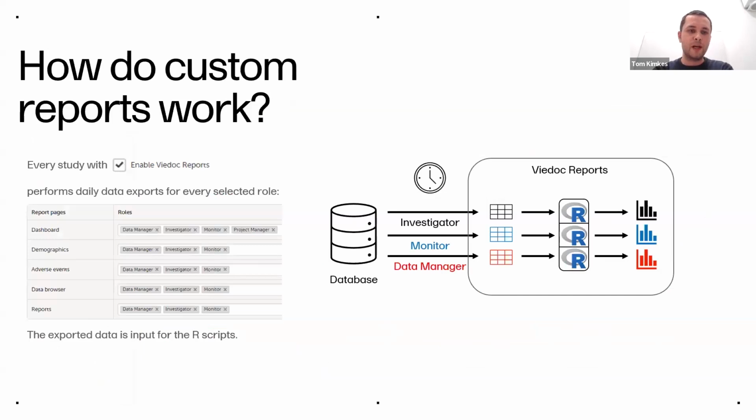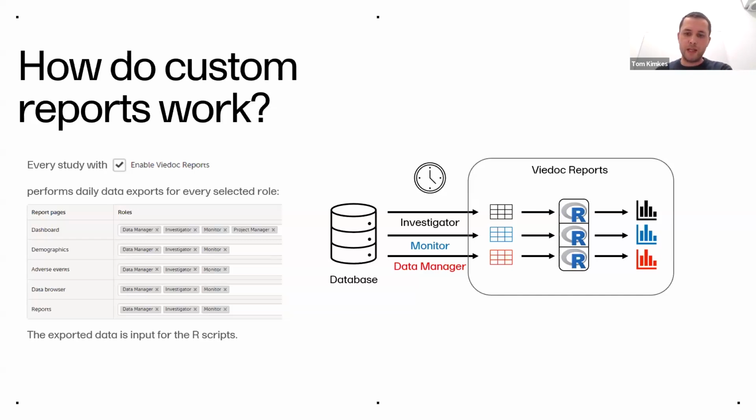So briefly, how do these custom reports work? For every study that has reports enabled, the system will perform a daily data export for every role that has access to reports. And this data export will be made available to your R script. So in the illustration on the right, you will see the database, and from that, 3 different exports are made in this example. One for the investigator, one for the monitor, and one for the data manager. And this happens on a 24-hour schedule.